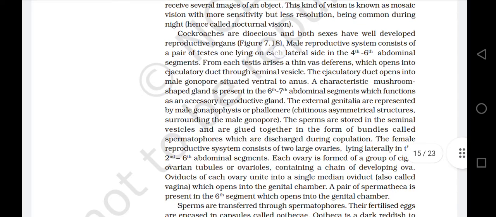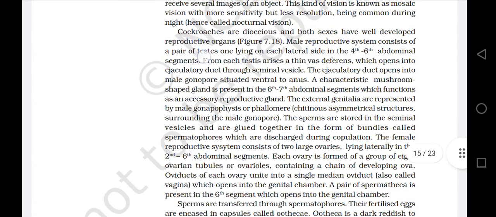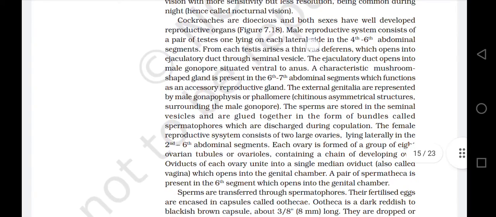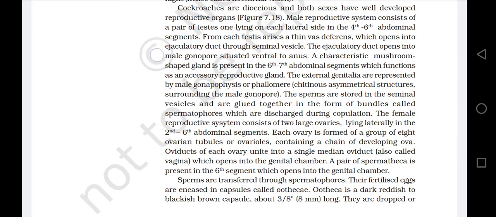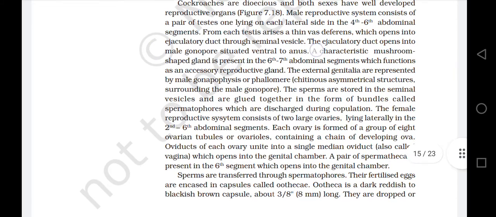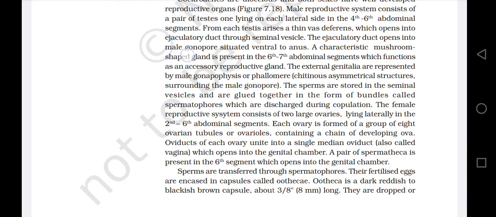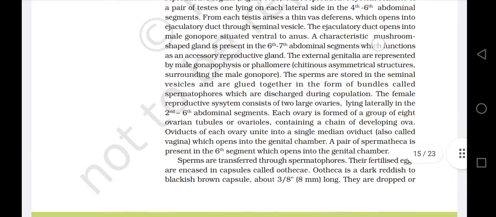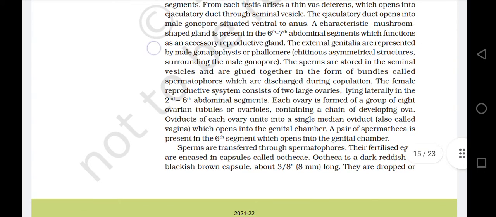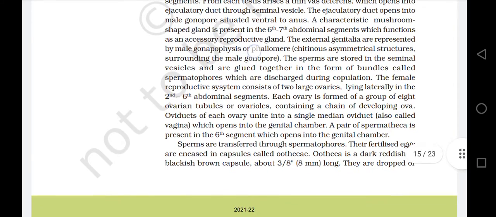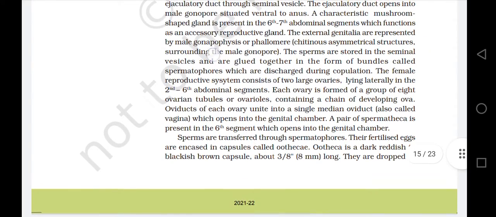Figure 7.18. The male reproductive system consists of a pair of testes lying on each lateral side in the fourth to sixth abdominal segments. From each testis arises a thin vas deferens, which opens into the ejaculatory duct through the seminal vesicles. The ejaculatory duct opens into the male gonophore situated ventral to the anus. A characteristic mushroom-shaped gland is present in the 6th and 7th abdominal segments, which functions as an accessory reproductive gland. The external genitalia are represented by male gonapophysis or phallomere, a chitinous asymmetrical structure surrounding the male gonophore.